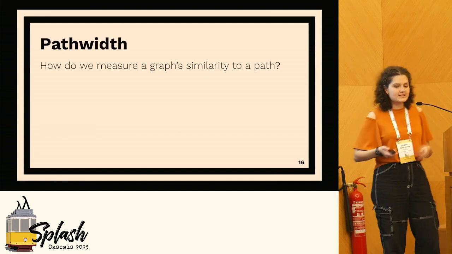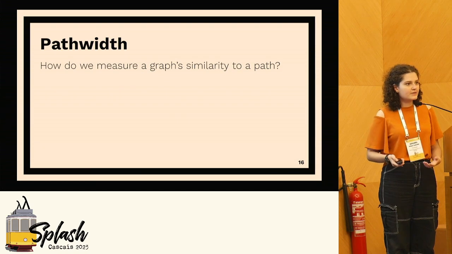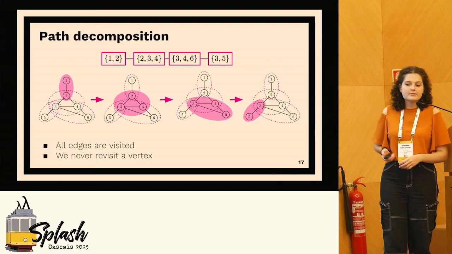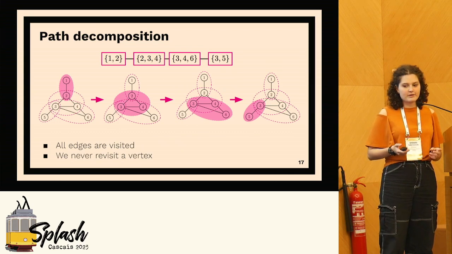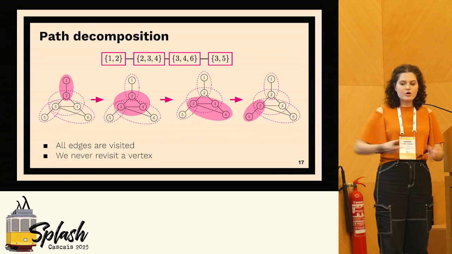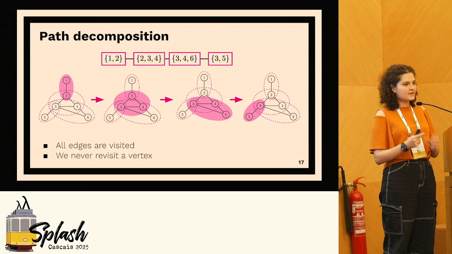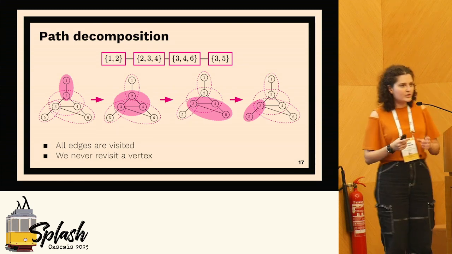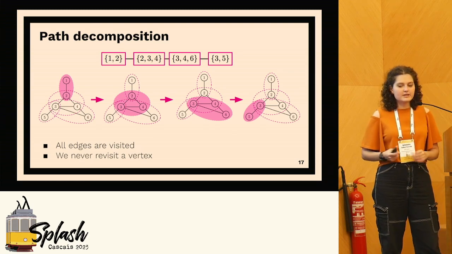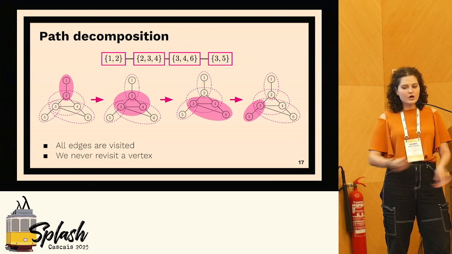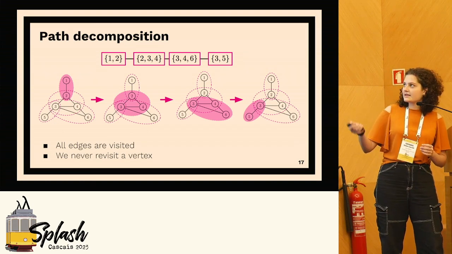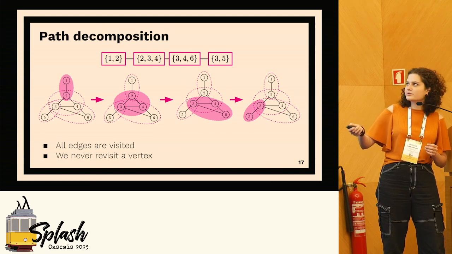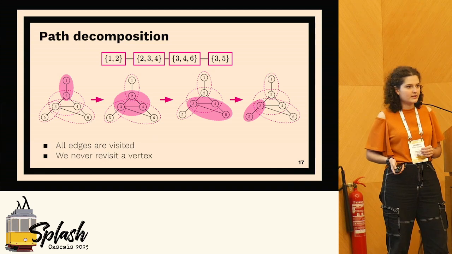What formally does this mean? How do we actually measure a graph's similarity to a path? We're going to be using something called a path decomposition. This is a sequence of subsets of vertices of my graph. You can think of it as if I'm walking through the graph, keeping a very small set of vertices. And we don't want this set of vertices to ever get too big. The set of vertices needs to traverse all the possible edges of the graph. And whenever a vertex exits my set of vertices, I can never visit it again. So here I exit 1, I can never see 1 again, okay?